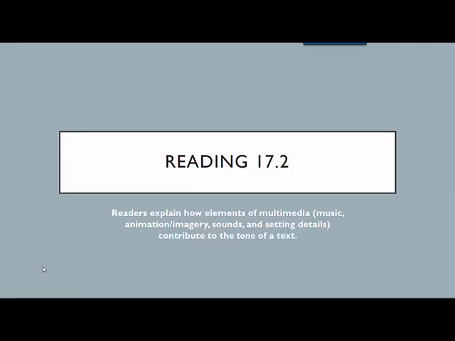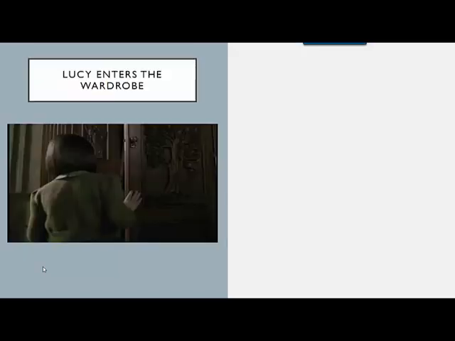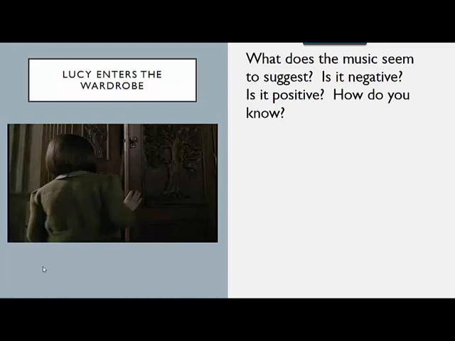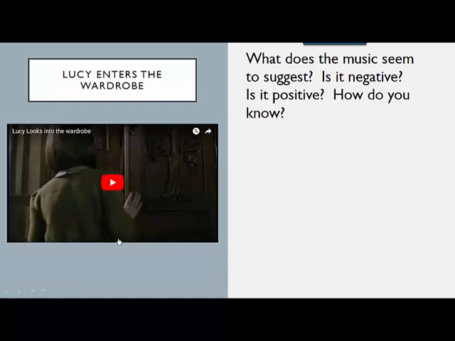All right, fifth graders, for reading today, you're going to explain how elements of multimedia, meaning music, animation, sounds, setting details, contribute to the tone of a text. And remember, the tone is the author's attitude towards a subject. Okay? So we're going to be watching the same clip we watched yesterday, Lucy entering the wardrobe.